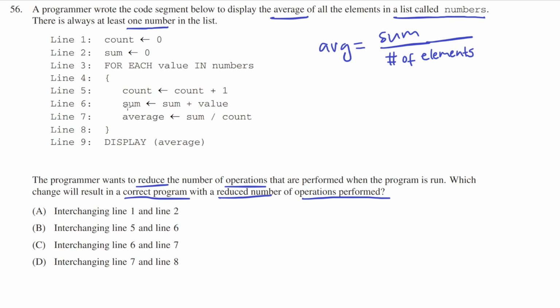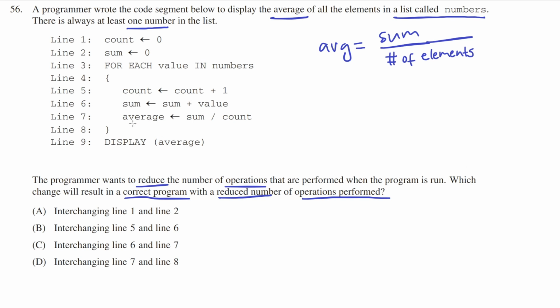And then we're going to assign the value of sum plus value. Value is the current element in the list we're in. We're going to add that value to sum and set sum equal to the new value. So that means we're just adding the value to sum and assigning that to be the new sum.